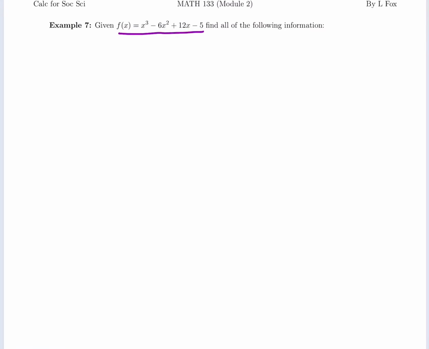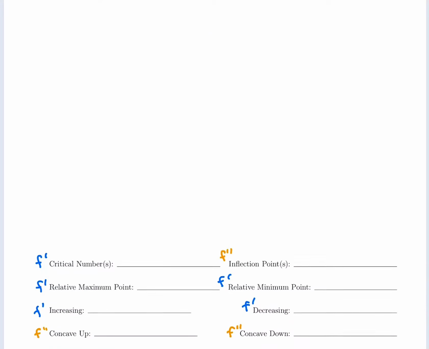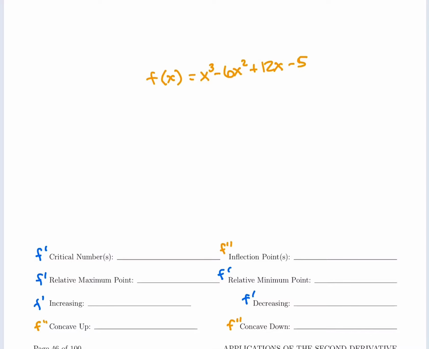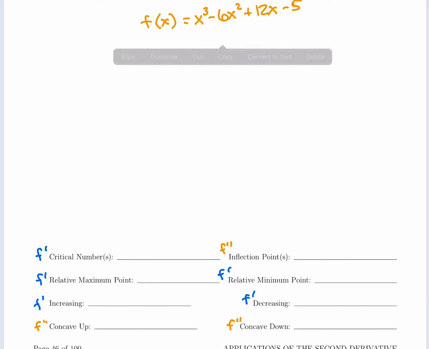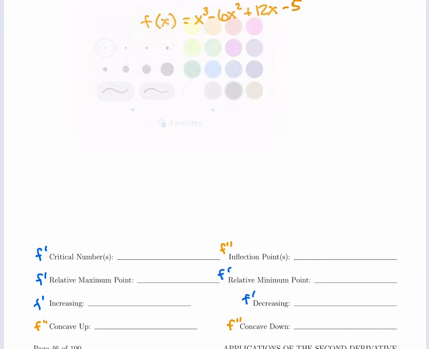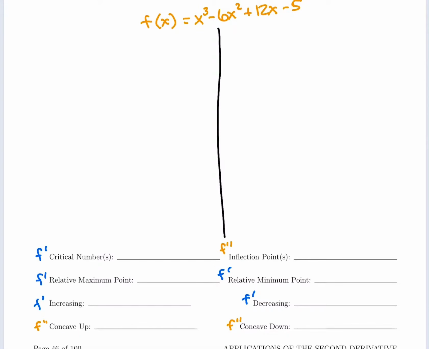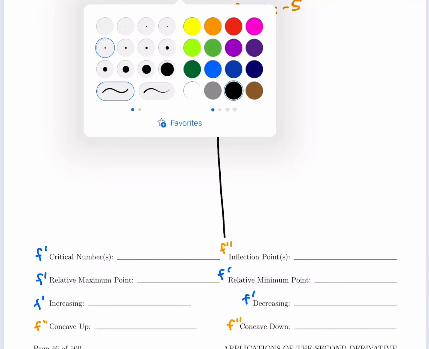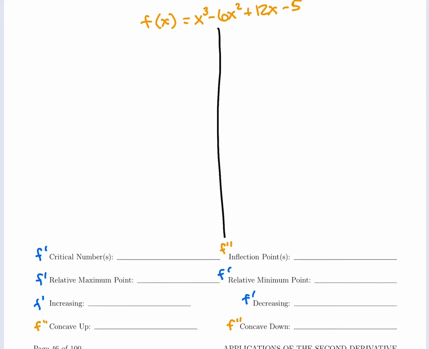All right, so looking at this function, I'm going to rewrite it down here so that you can see it a little bit better. So we have f of x is x cubed minus 6x squared plus 12x minus 5. We're going to split our entire page in half so that we can do the first derivative stuff and the second derivative stuff. So split your page up. We're going to make two separate sign charts and interpret them differently.